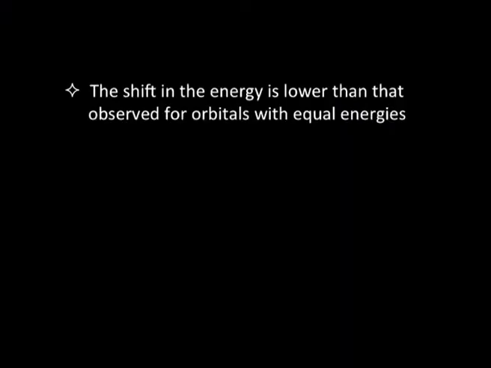Let us go further and make note of a few more things. That is, the shift in energy is lower than that observed for orbitals of equal energies. What this means is the following. When we talked about homonuclear diatomic molecules, we had two atomic orbitals of equal energy. When the two combined, we got a stabilized molecular orbital of energy somewhere here. Now suppose these two atomic orbitals of different energies combine. I still get a molecular orbital of lower energy than both of them, but this decrease in energy will be lesser. When the two were of equal energy, this decrease is much larger. That is the point we have to keep in mind.